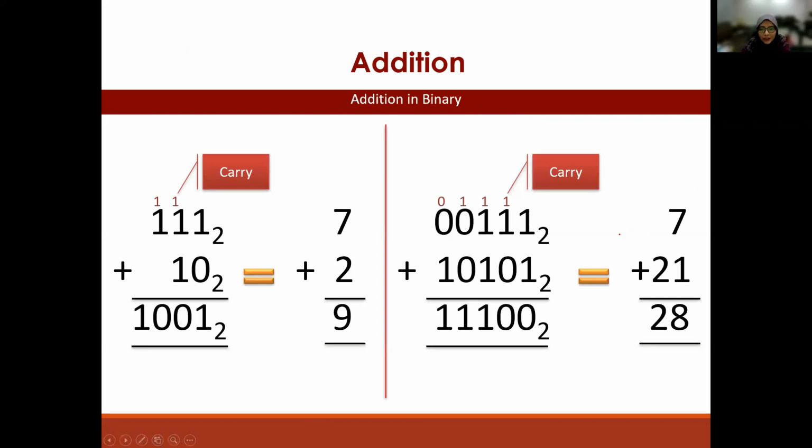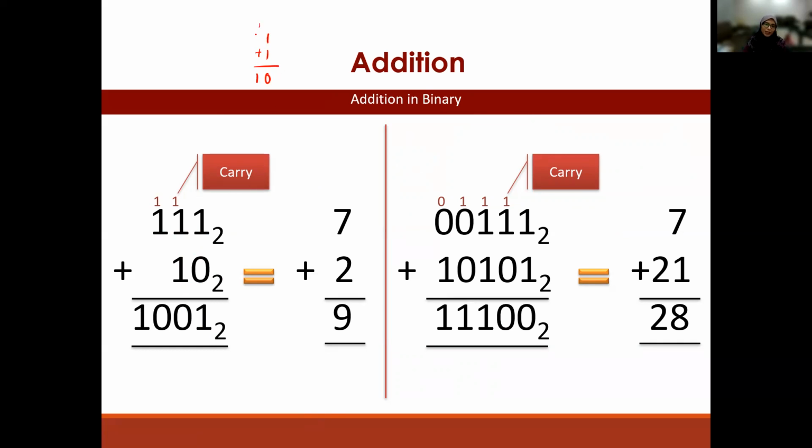Next, addition in binary. Same goes with this. The range for binary is from 0 to 1, we only have 0 and 1. So 1, 1, 1 plus 1, 0. So 1 plus 0 is 1, no carry. Then 1 plus 1, we have 0, carry 1.